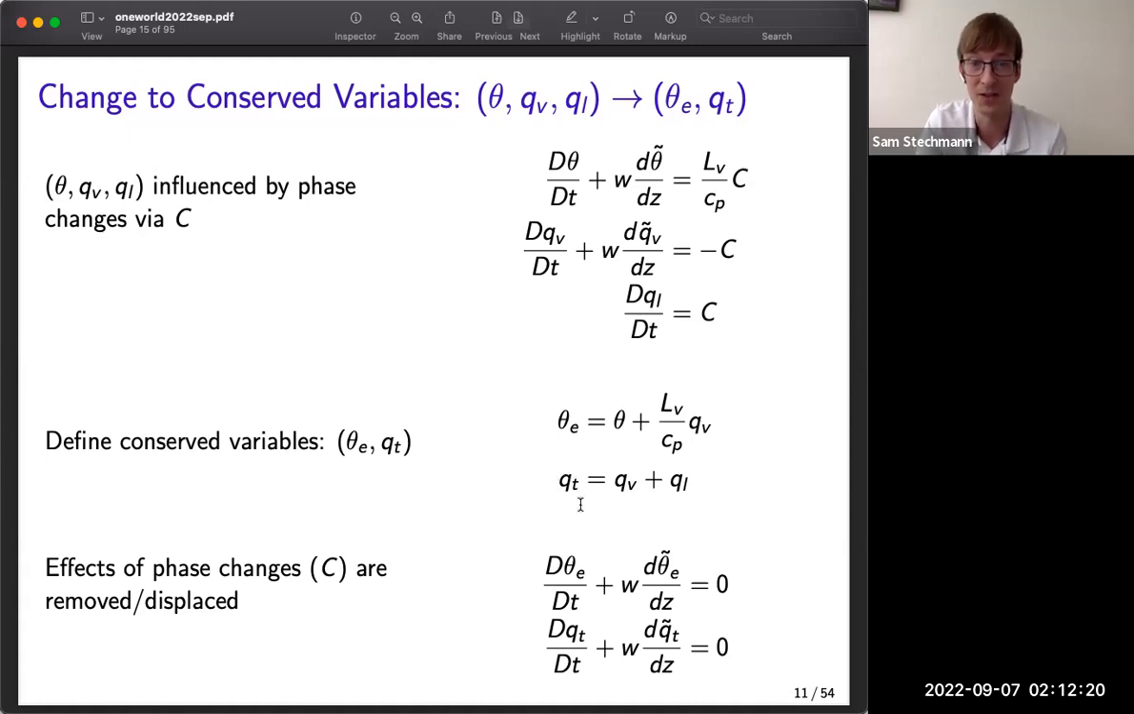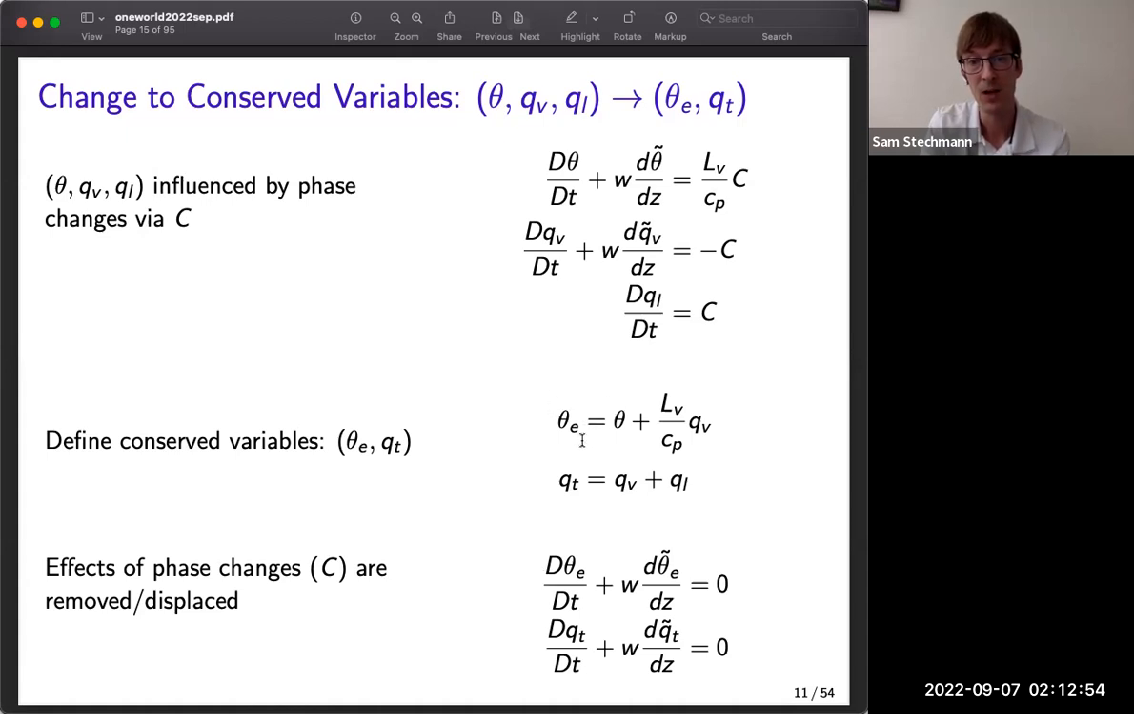The total water is, as you might expect, you add up the vapor and the liquid and you get the total. And it has an evolution equation like this down here with a 0 on the right-hand side, because if I added the vapor and liquid evolution equations, the condensation evaporation terms cancel, because when you have clouds, you are just converting water from one form to another, from vapor to liquid. You're not changing the total amount that's there. And so that's why this is a conserved quantity.